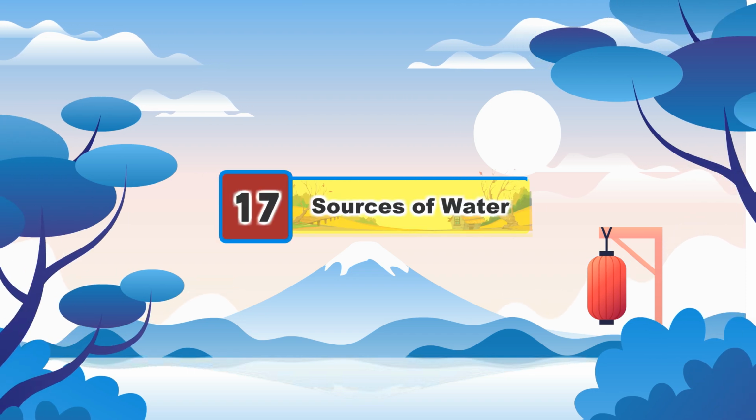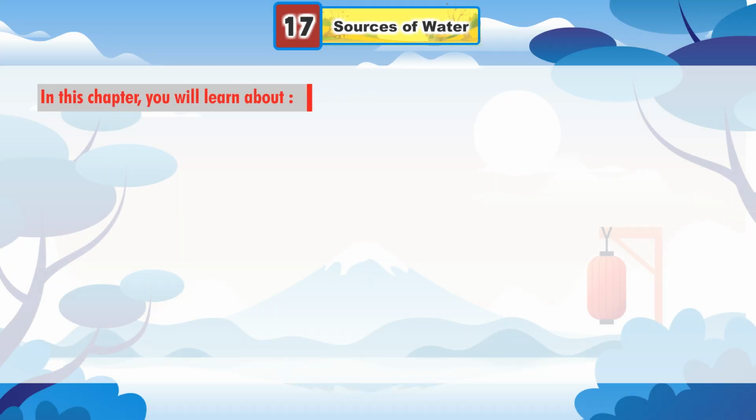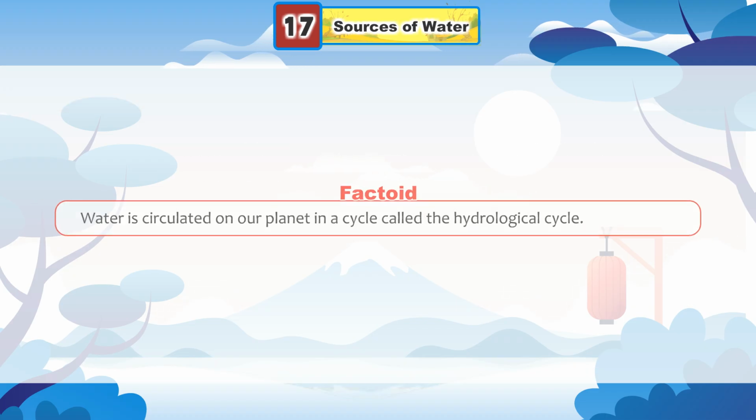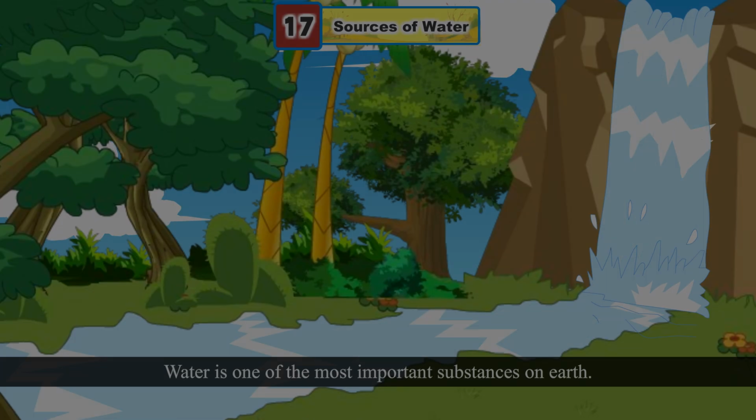Chapter 17. Sources of Water. In this chapter, you will learn about sources of water, water purification, water conservation. Factoid. Water is circulated on our planet in a cycle called the hydrological cycle.